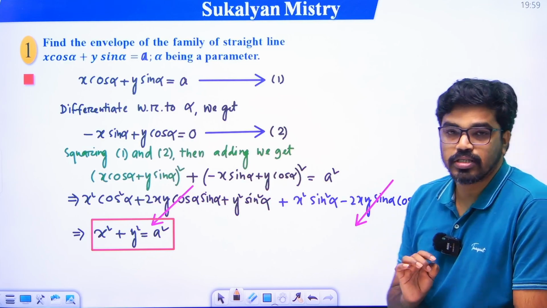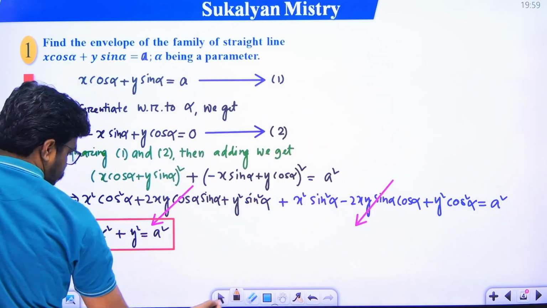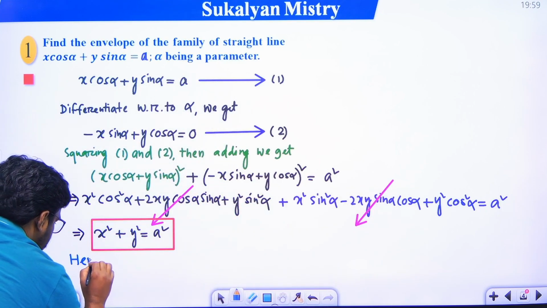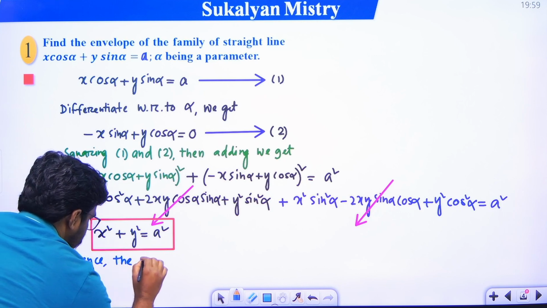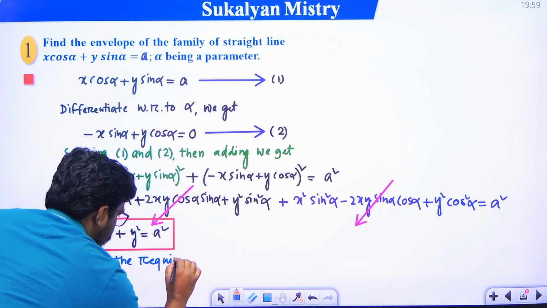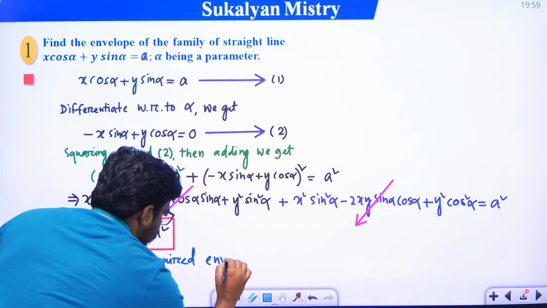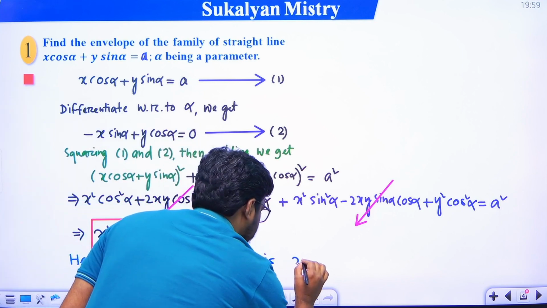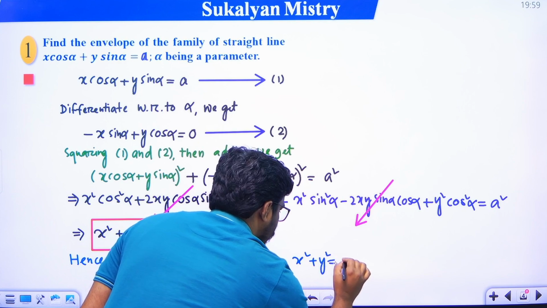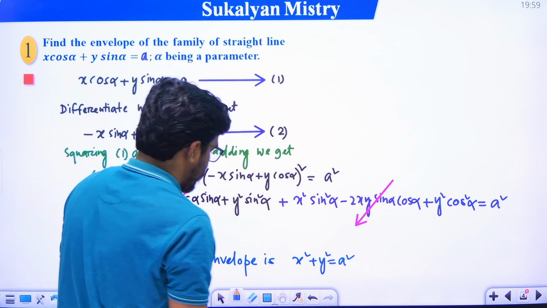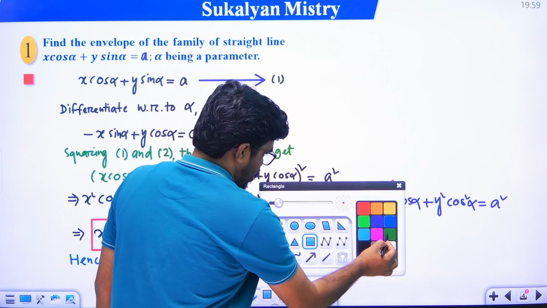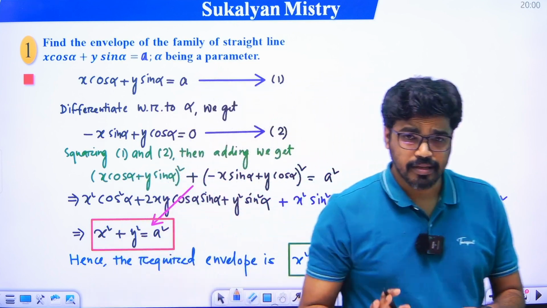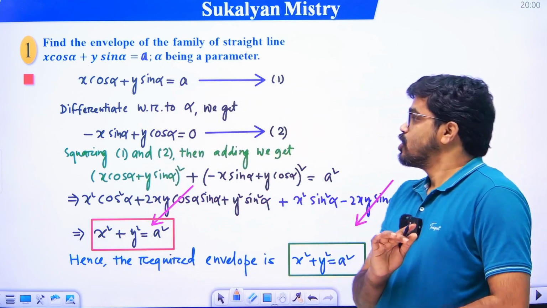Hence the required envelope is x square plus y square is equal to a square. So this is the required equation of envelope. Okay, clear, right? So next problem.